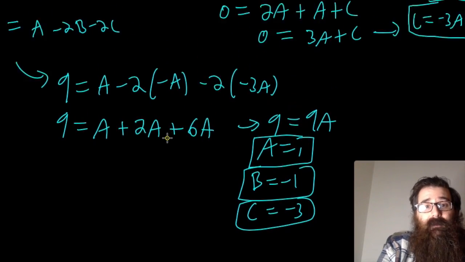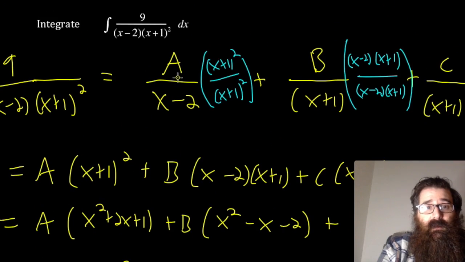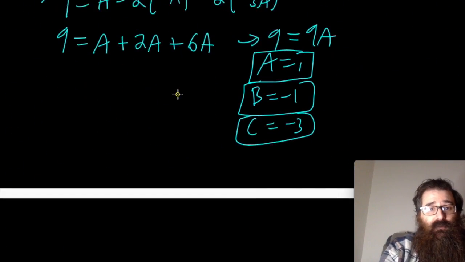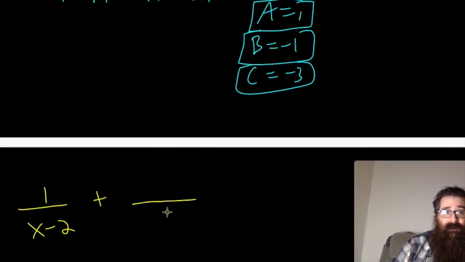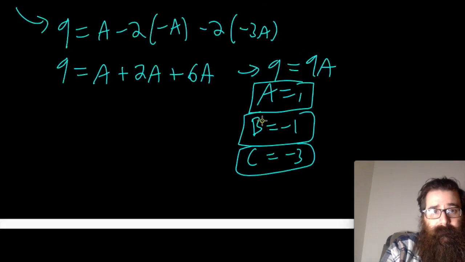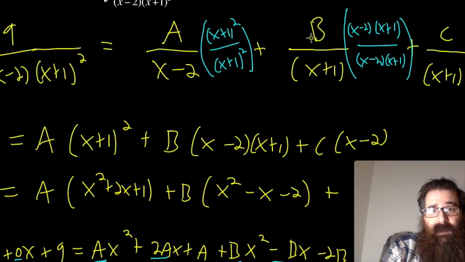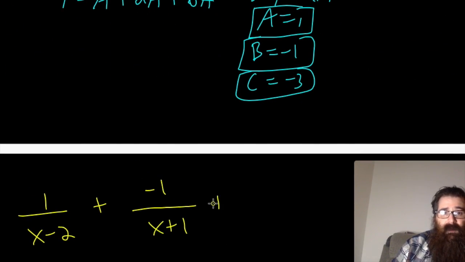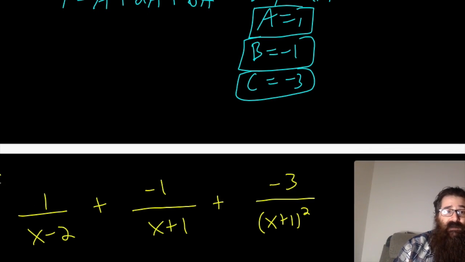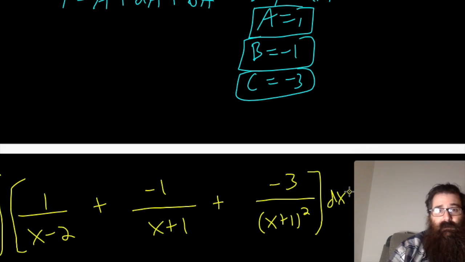So now I can go back to my partial fraction decomposition. I can say, well, it's a over x minus 2. We said a was 1. Plus b over x plus 1. And b is negative 1. And then c over x plus 1 squared. We said c is negative 3. And this is the same as the fraction that we started with, just broken into smaller fractions. So this is what I want to integrate.